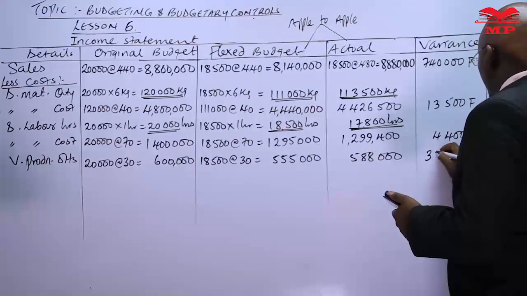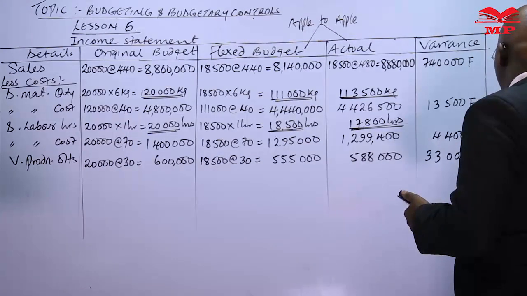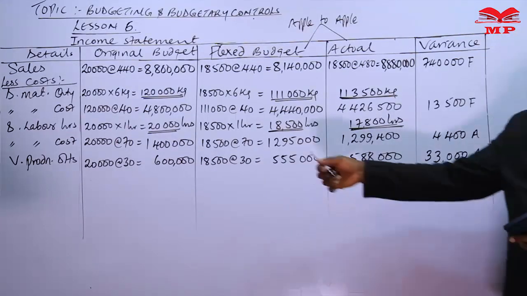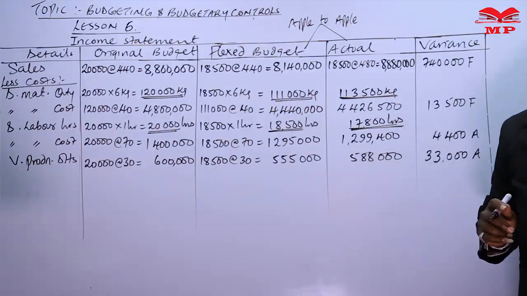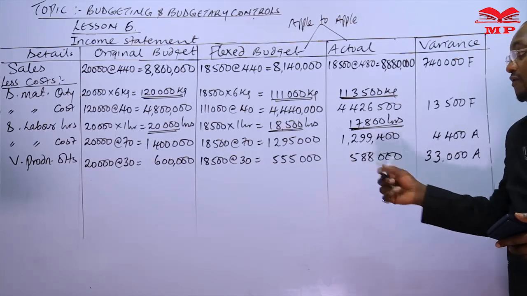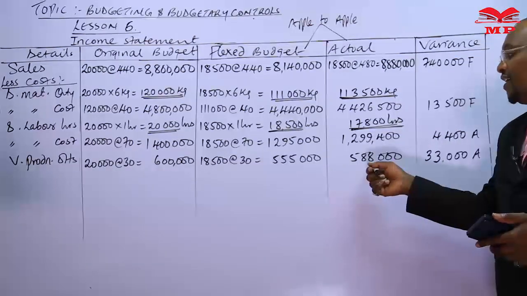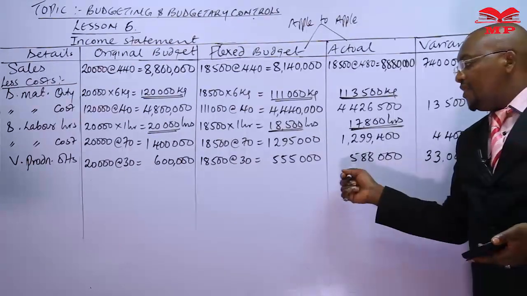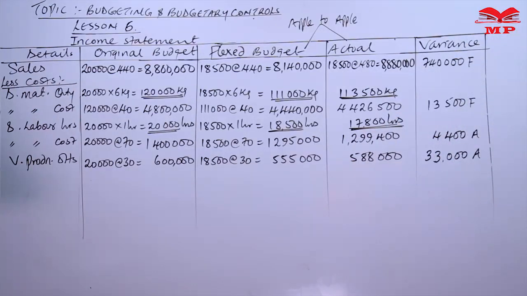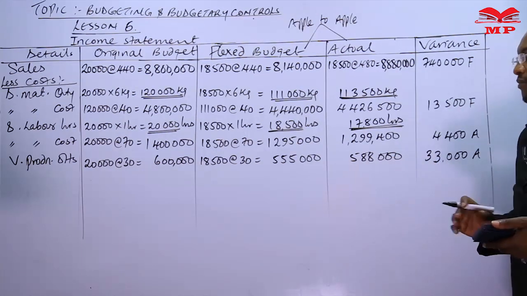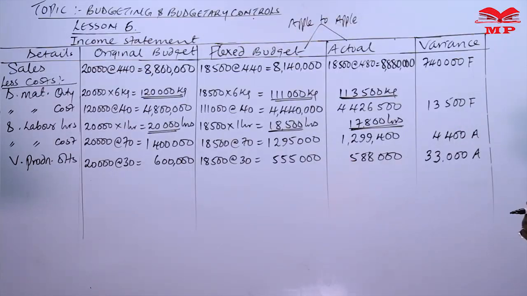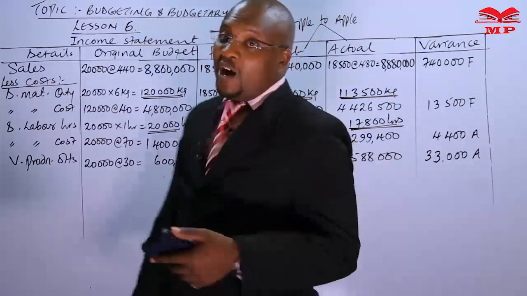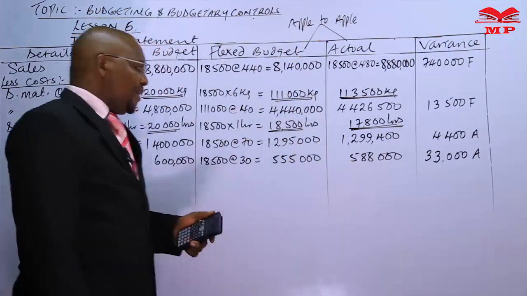This is 33,000, which is adverse. And that is a good comparison. If you were to compare the 600 and the 588, we would have thought that we have made a saving of 12,000. But remember, that saving is because we have produced less. So it's normal, it's known. But when you compare these two now, you are able to do some analysis and investigation of what may have happened. That for the same level of production, you used more hours or more cost than expected.